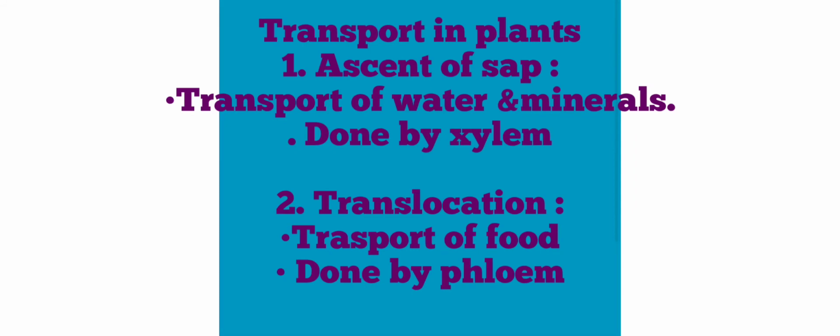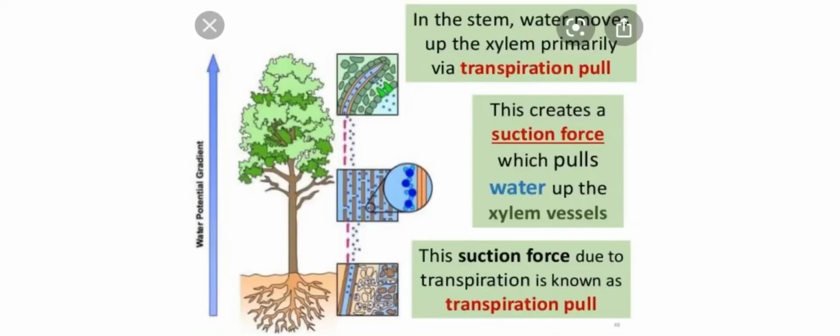So ascent of sap deals with the upward movement of substances and translocation deals with the downward movement of substances. And you have already studied in 9th standard that the transport of water and minerals is done by xylem and transport of food is done by phloem. So let us see how it takes place. Let us see the first process, that is ascent of sap, which deals with the transport of water and minerals from roots to different parts of the plant, that is the upward movement of substances, and you know that it is done by xylem tissue. It is done by two processes.